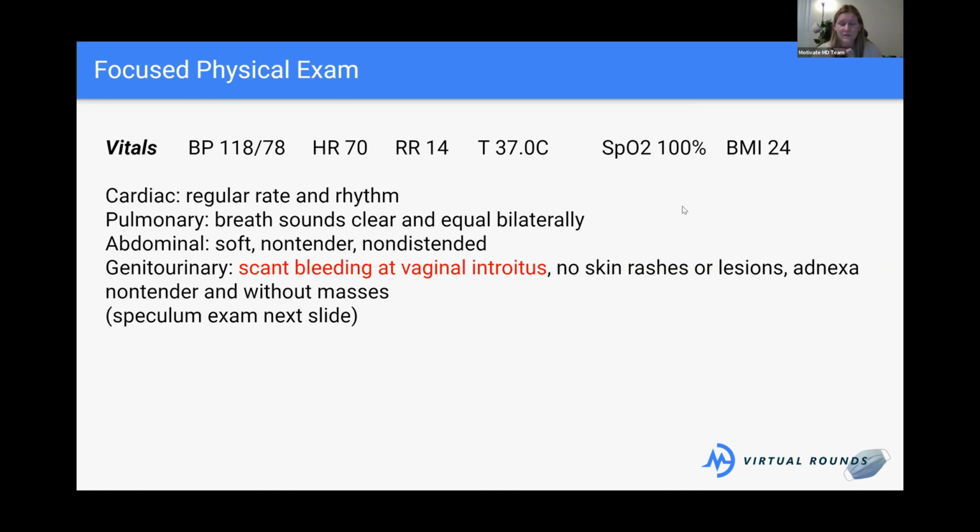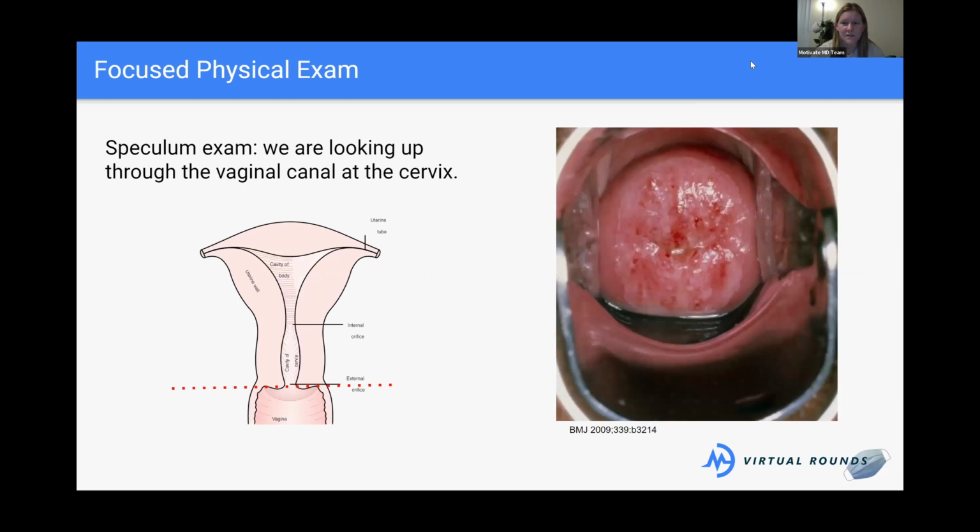And then we're also going to do a pelvic exam and a speculum exam. So on the next slide, I'm going to show an actual picture of a cervix from a speculum exam. I just wanted to prepare you guys that this will be a real photo. So just for context, a speculum exam is where you insert a metal tool into the vaginal canal and you spread the bill of it open so that you can visualize the cervix.